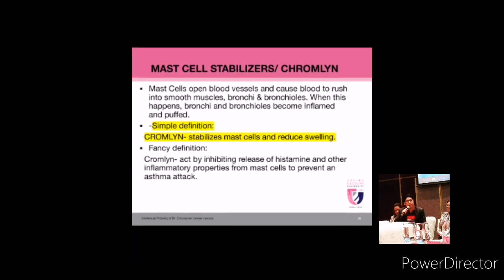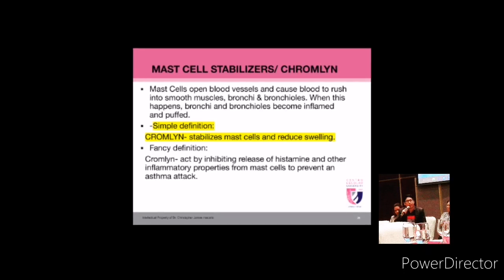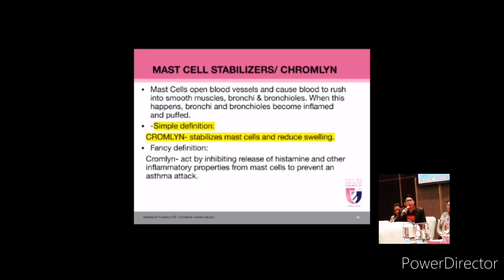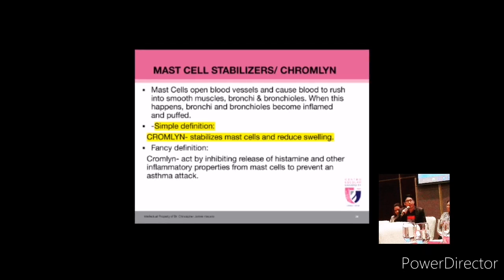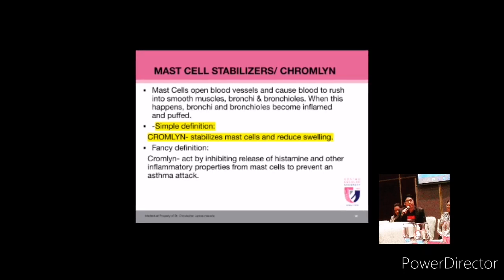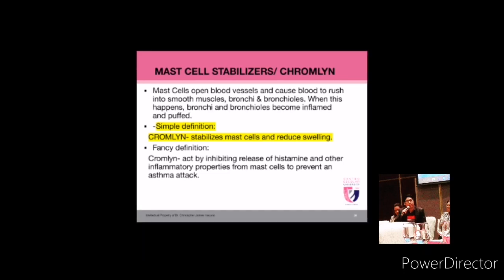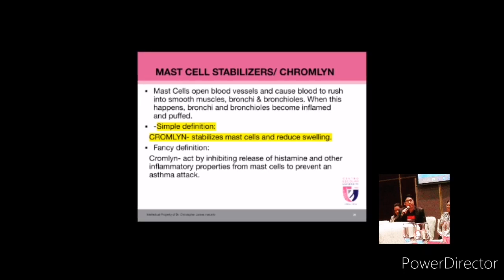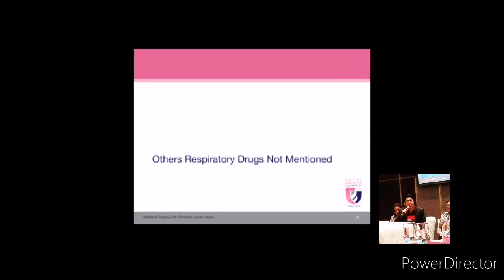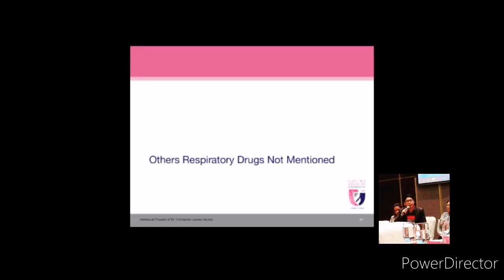So when I was introducing yung M, yung mast cell stabilizers, meaning these mast cell rush into your smooth muscles, bronchi and bronchioles, and when this happens, the bronchi and bronchioles become inflamed and puff. So yung cromolyn simply addresses that particular mast cell or yung sinasabi nating mga histamine, etc. to prevent an asthma attack. For other respiratory drugs not mentioned, I'll be discussing it here.